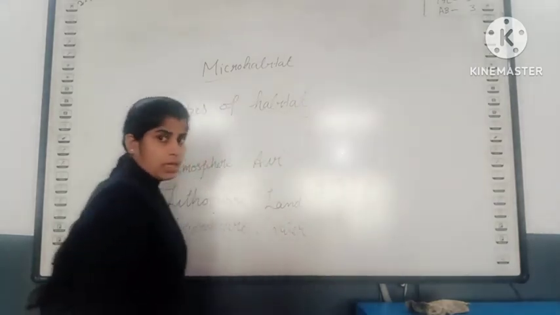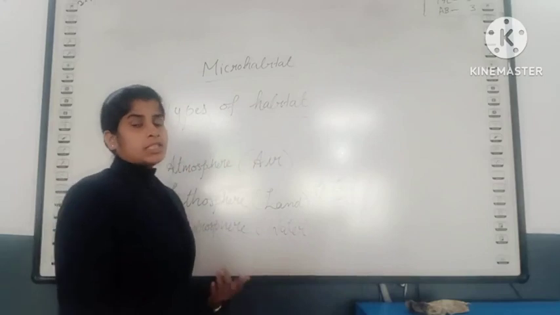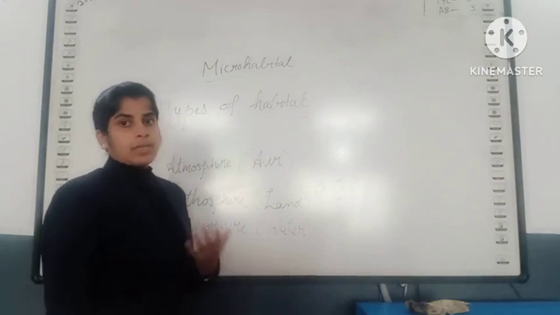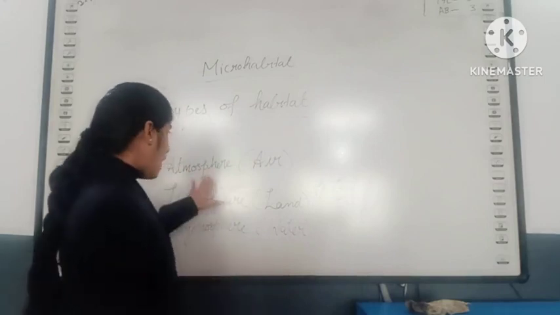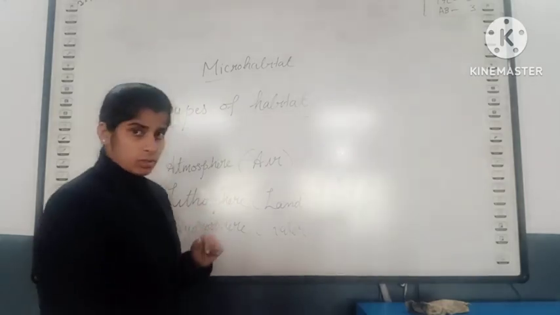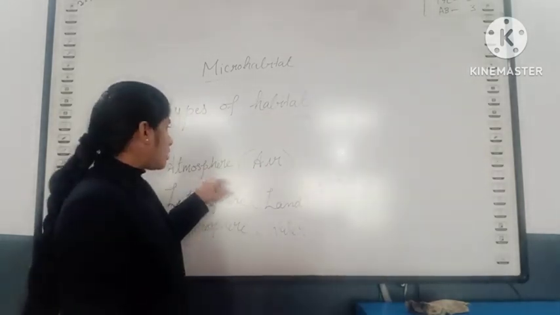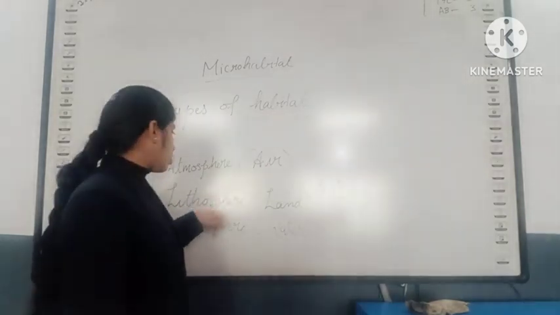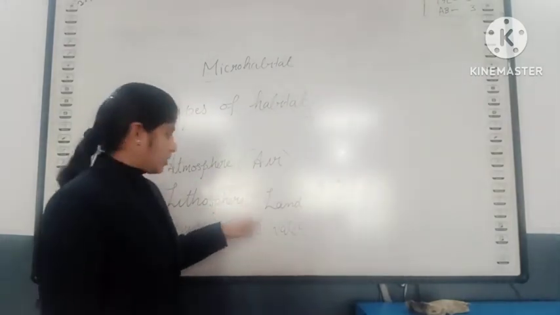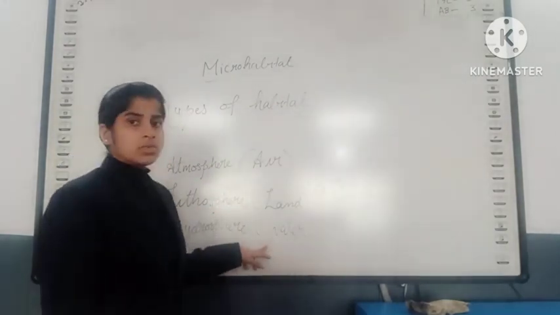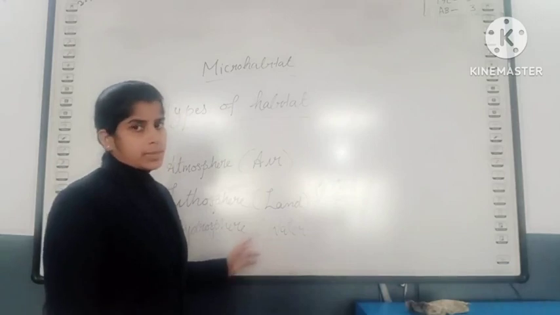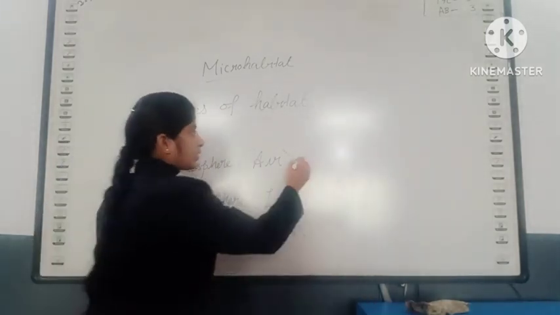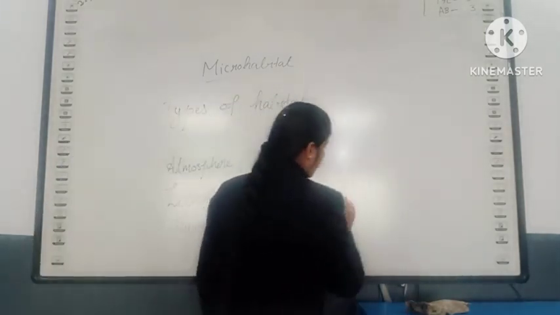So in our entire world, there are three spheres: atmosphere, lithosphere and hydrosphere. Atmosphere includes the air, lithosphere includes land, and hydrosphere means water. Hydro means water. Together we call this what?